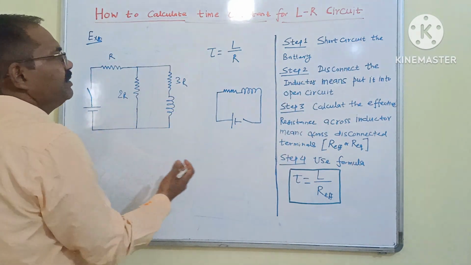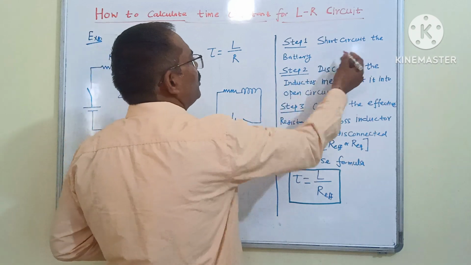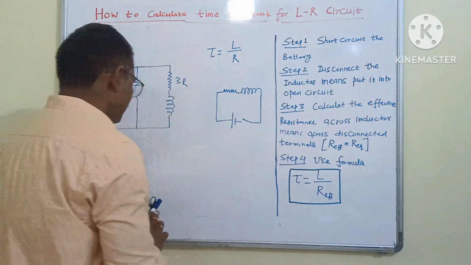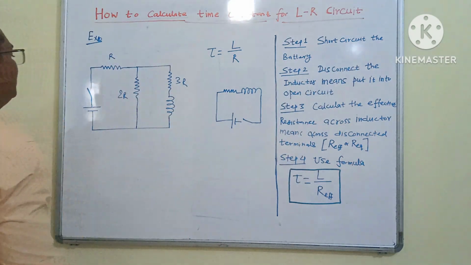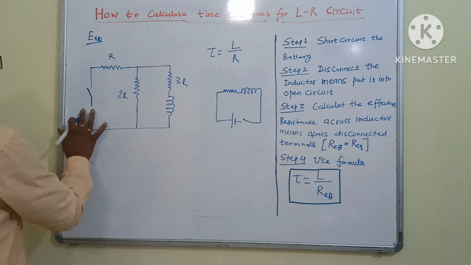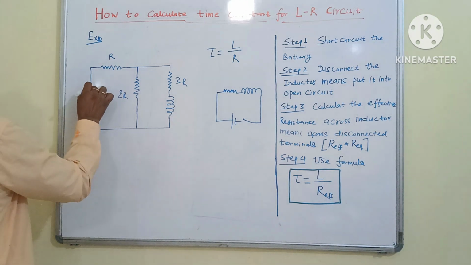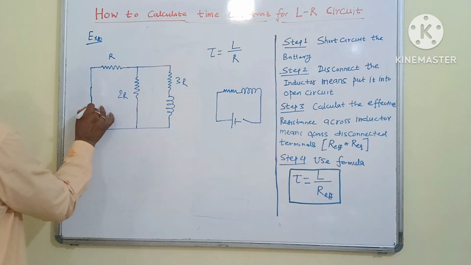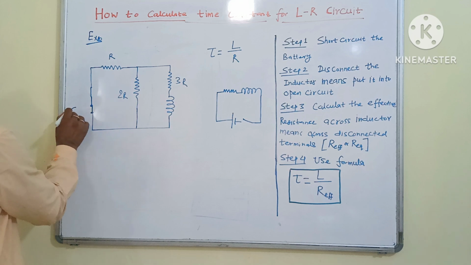I am taking this example. Step 1 is short circuit the battery. Means first we have to short circuit the battery, means we will join the battery by a simple wire. This is called short circuiting.